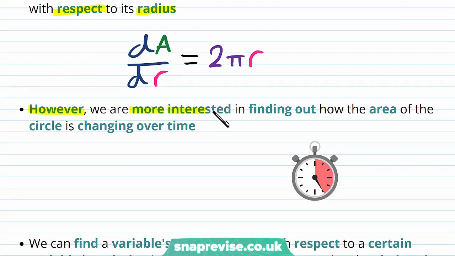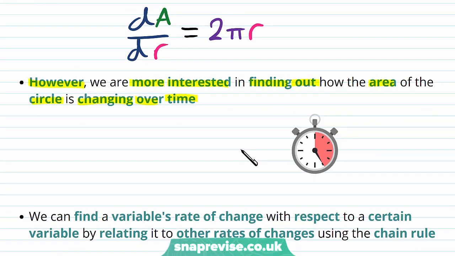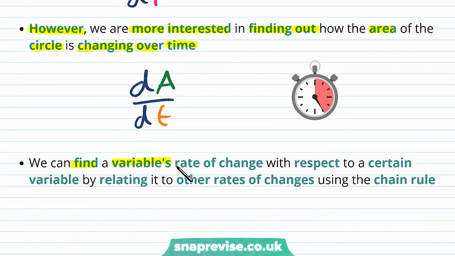However, we are more interested in finding out how the area of the circle is changing over time. So we'd like to be able to find out what dA by dt is. But for this, we're going to need slightly more information. We can find a variable's rate of change with respect to a certain variable by relating it to other rates of change using what's called the chain rule.